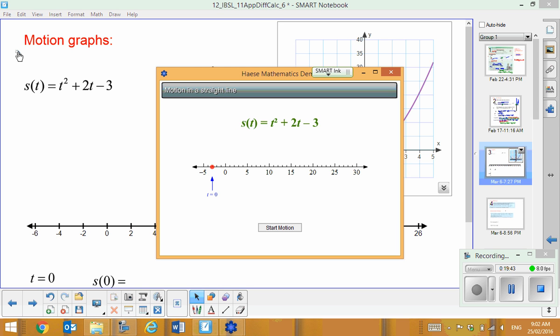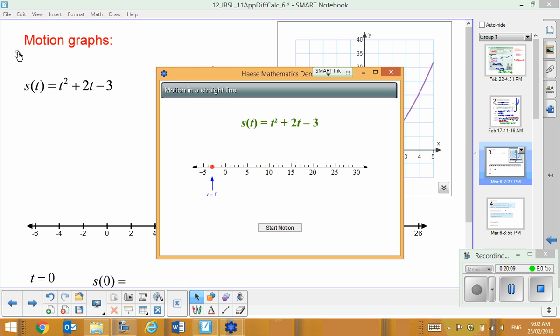Yes? Quick question. What would be the derivative of acceleration versus time? It's jerk. Jerk. The rate of change of acceleration. It's not like momentum, it's like a changing of your velocity.